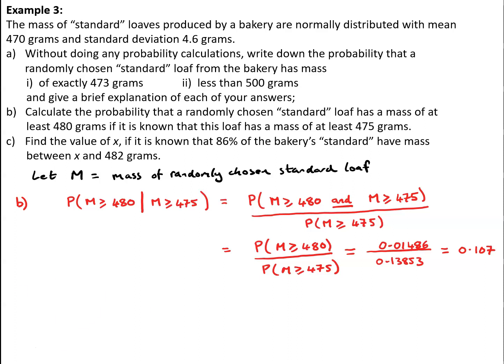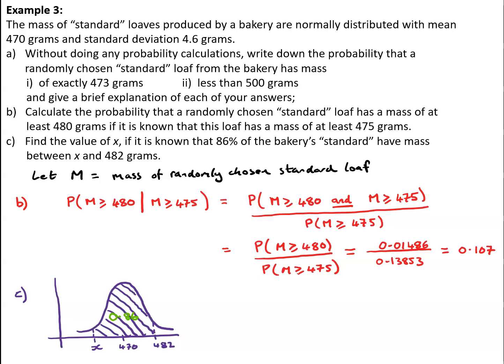For the final part of the question, we've got to find the value of little x if it's known that 86% of the bakery's standard loaves have mass between x and 482 grams. So, putting that information on the diagram, we've got the area between little x and 482 has got to be equal to 0.86.